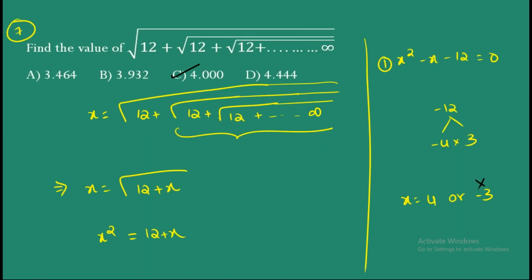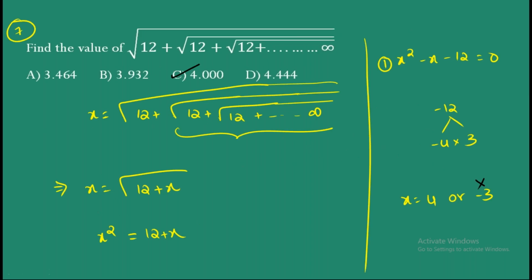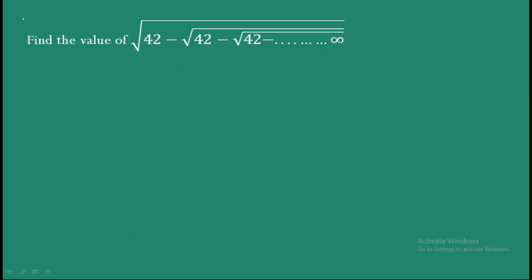If you can't write it, I have already given you the procedure for how to handle it. You have a quadratic equation, you have to find the unknown x value. Now here what will happen? It's negative. 42 can be written as 6 into 7. As it is negative, we'll get 6 as the answer.